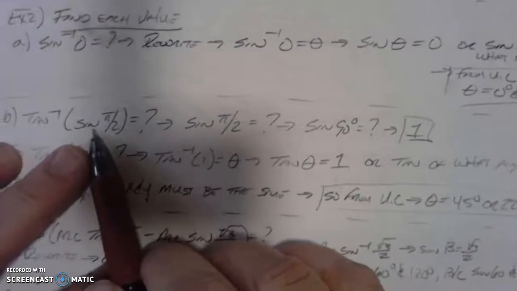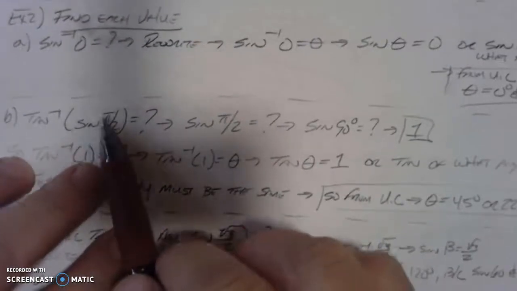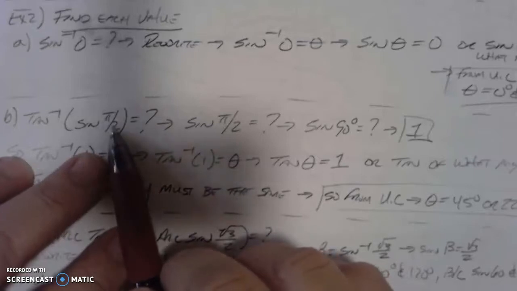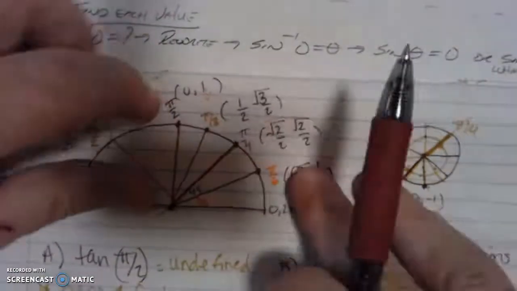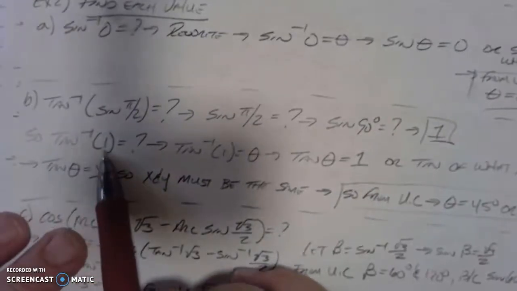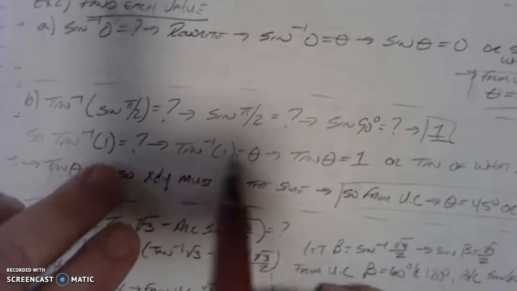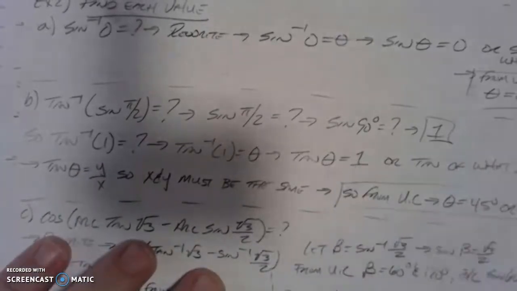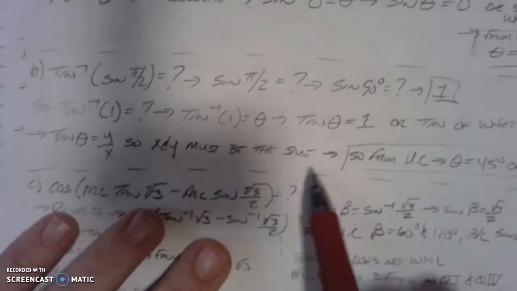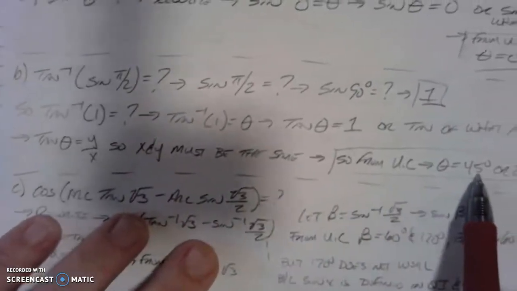Let's look at inverse tangent of sine of pi halves. First of all, let's figure out what sine of pi halves is. Sine of pi halves, that's going to be at 90 degrees. Sine at pi halves is 1. Okay, so really this becomes inverse tangent of 1. Inverse tangent of 1 equals theta, so we can flip it. Tangent theta equals 1. Well, what angles are tangent equal to 1? Remember, that's where sine and cosine are equal to each other, or x and y have to be the same. So from our unit circle, we know it's 45 degrees and 225 degrees.